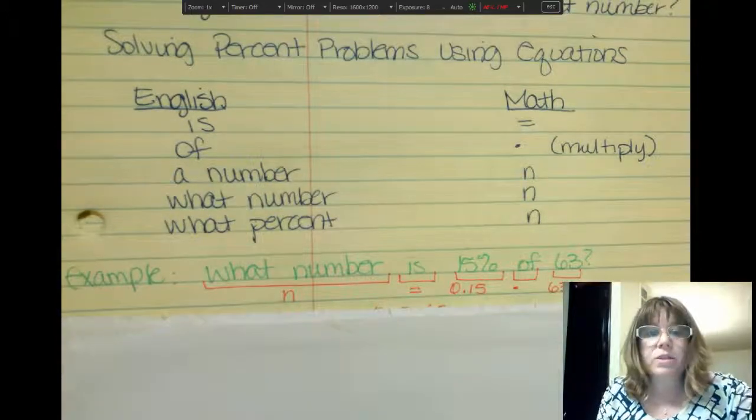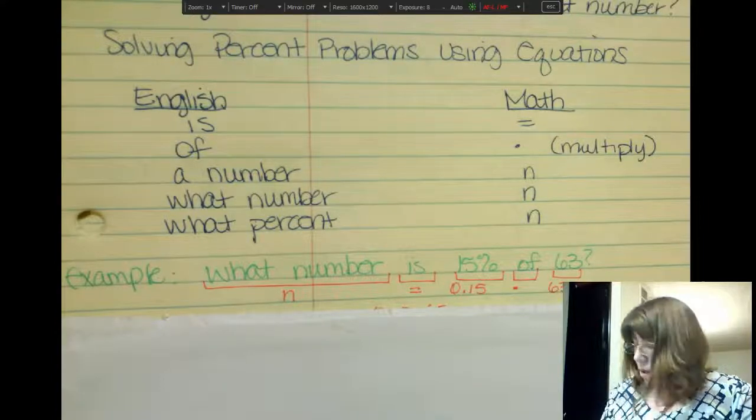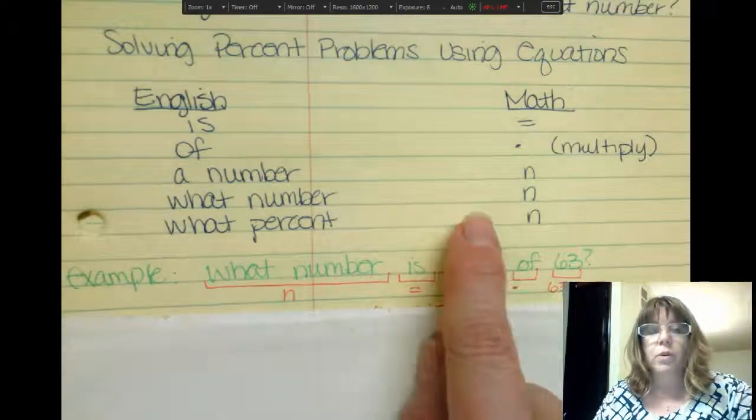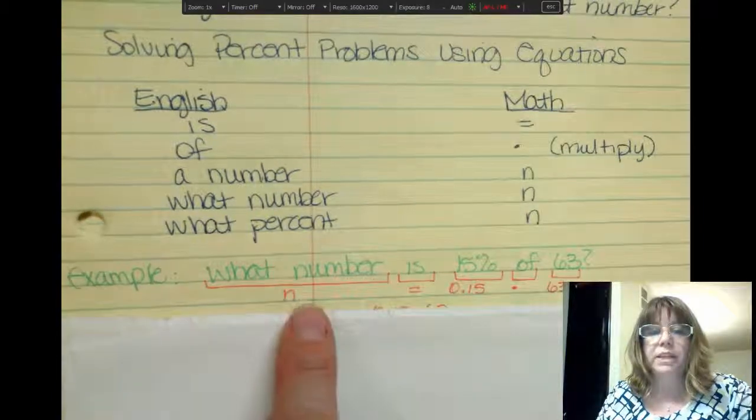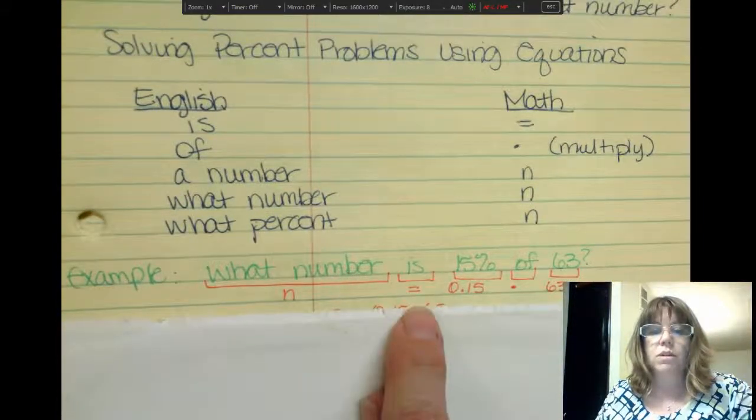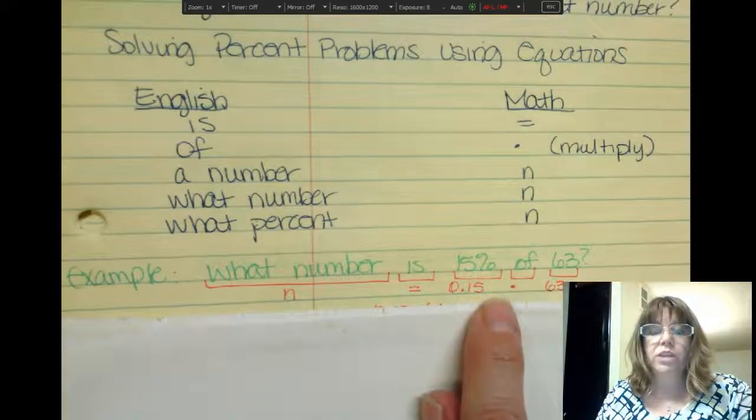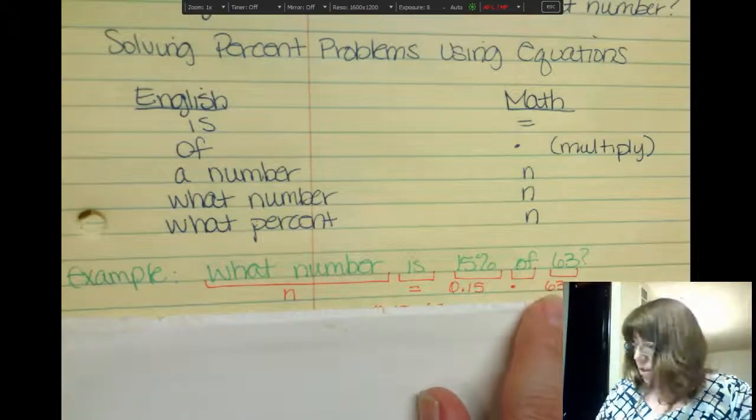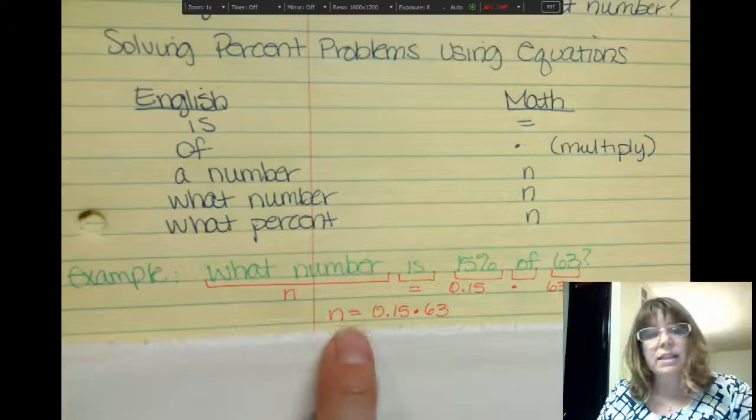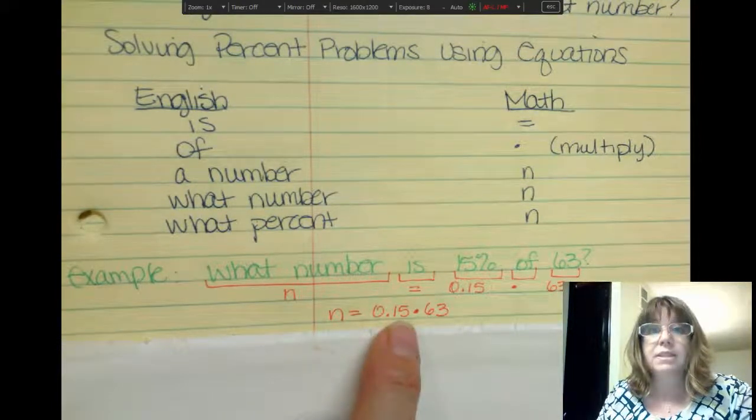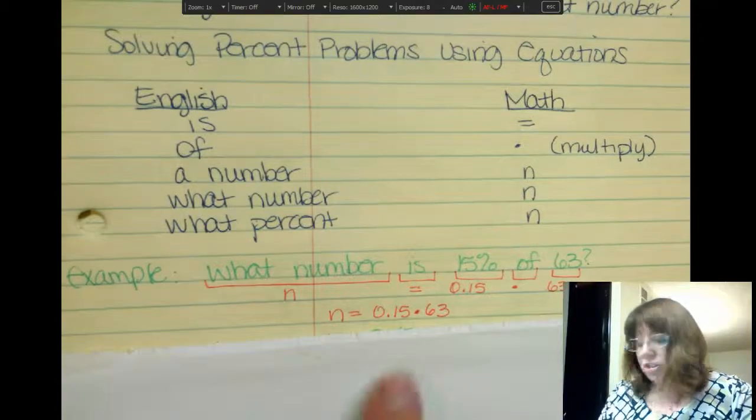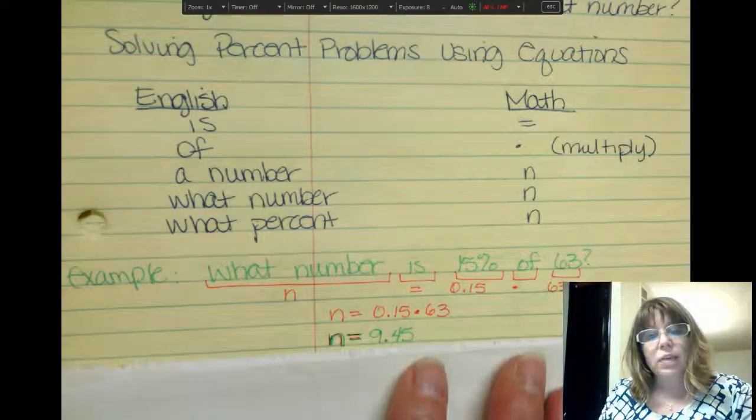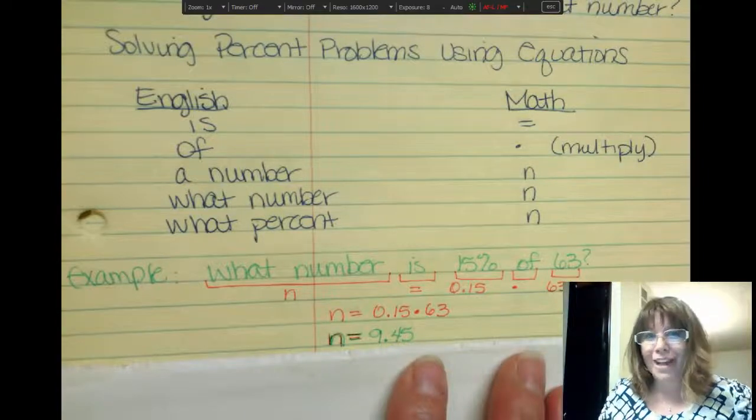So let's think about this. What number is 15% of 63? Well, using what I know up here in the table, what number will be n? Is an equal. 15%, we do need to write it as a decimal, so 0.15. Of is multiplication, and 63 is just a number. So ultimately, it's going to be n equals 0.15 times 63. All we need to do is do that multiplication, and we find that n is 9.45.